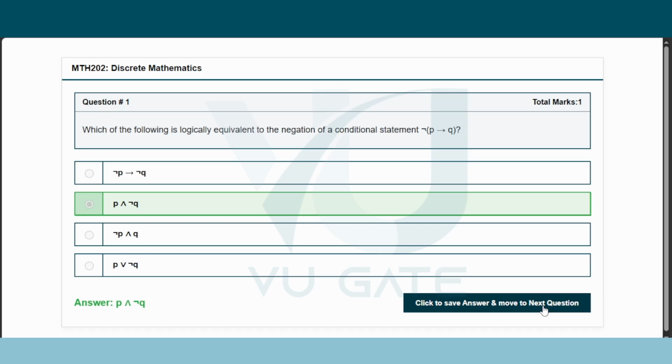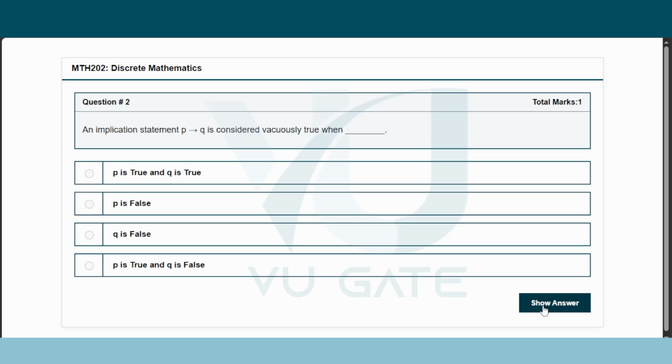Question number 2. An implication statement P implies Q is considered vacuously true when blank. The correct answer is P is false.